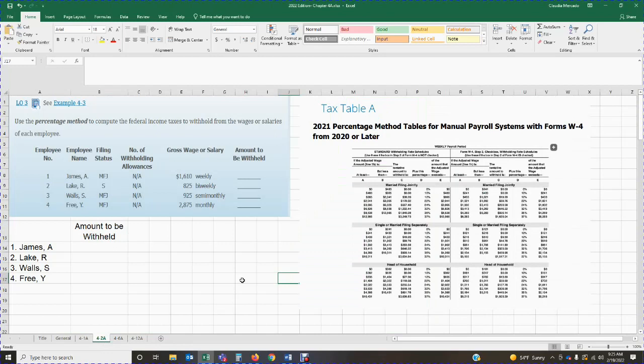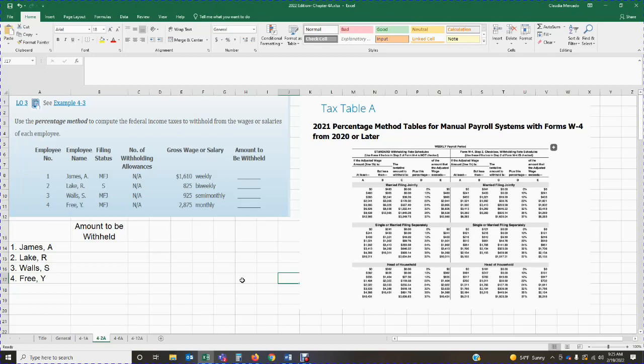Now, the last problem that we covered, we did the wage bracket method, which was basically we just went to a table and we located the wage amount on that table and we were able to get the tax amount directly from the table. No calculations were made. In this example, we're going to be using a different method, which is the percentage method. For this kind of problem, we have to do some calculations.